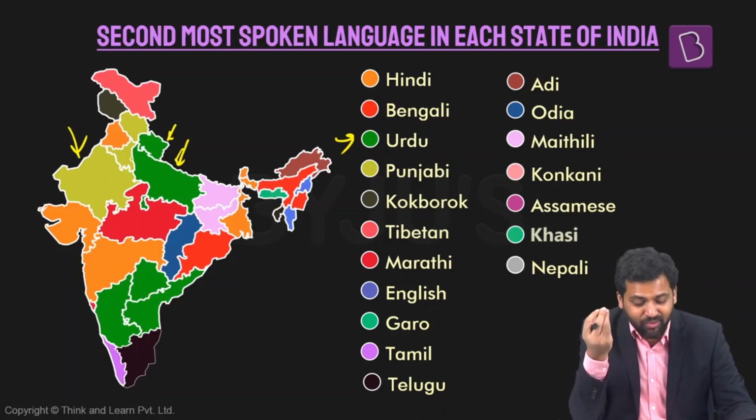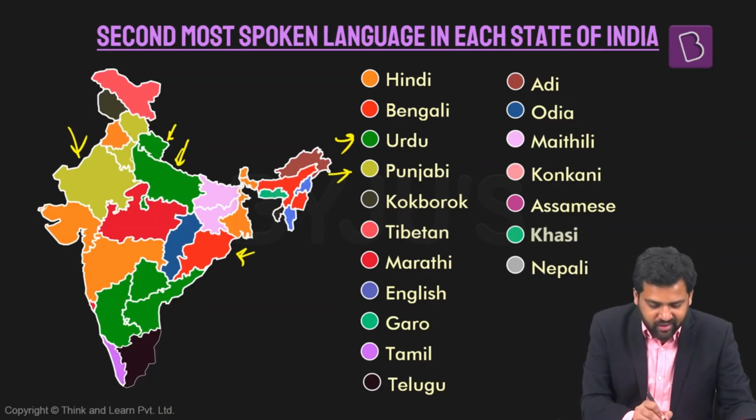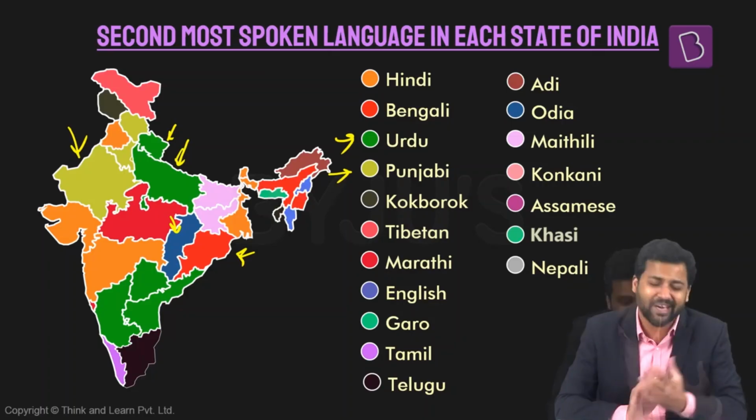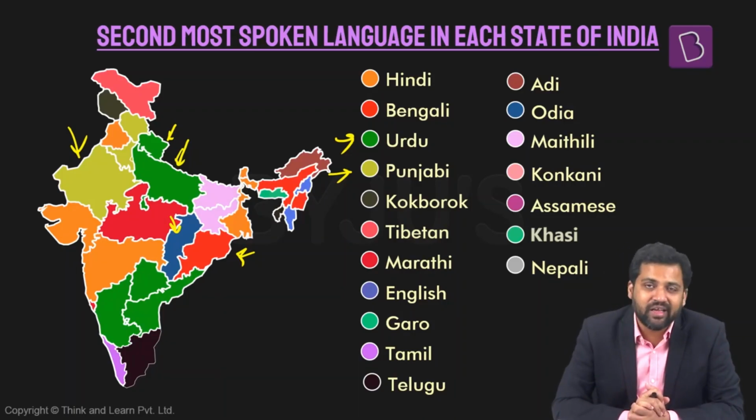Look at Rajasthan. The second most commonly spoken language, not only in Rajasthan but also in Haryana, is Punjabi. This light green is Punjabi. In Orissa, it is Bengali. In Chhattisgarh, it is Oriya. So it shows how people might have moved from one place to another and how a particular language is becoming the second most common language in different parts of the country. It shows the extent of linguistic diversity in India.